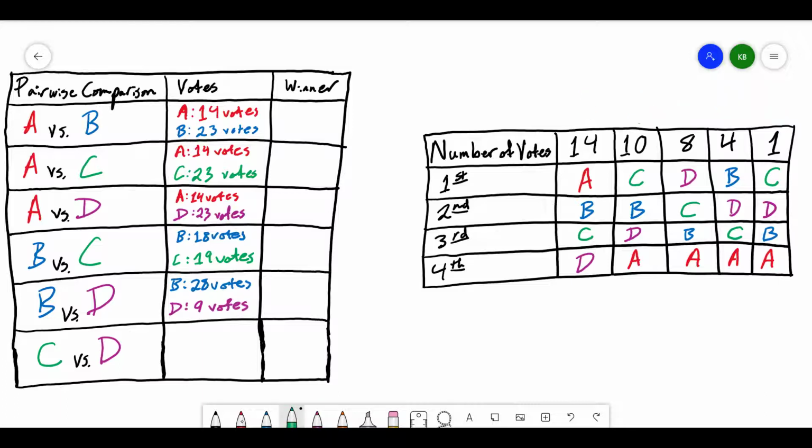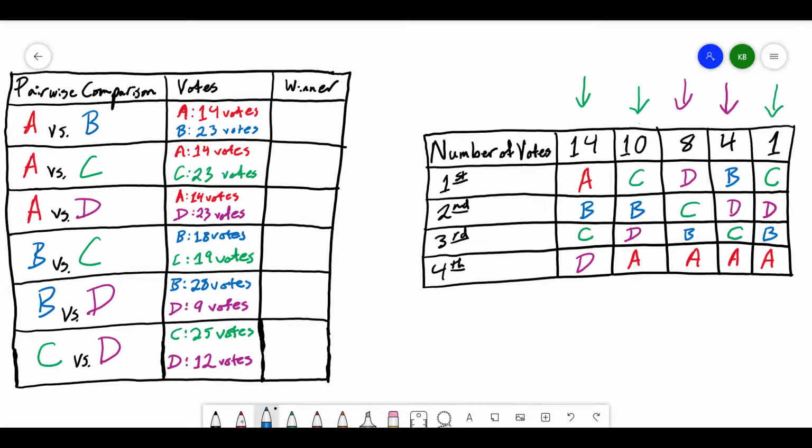And then finally, I'm looking at C versus D. C is ahead in the 14 column, in the 10 column, and in the 1 column. So C is going to get 25 votes. And D is ahead in the 8 and 4 columns, giving D 12 votes. Now that I've determined all of the votes, I'm going to determine who got the most votes in each of these pairwise mini sub-elections that I held.